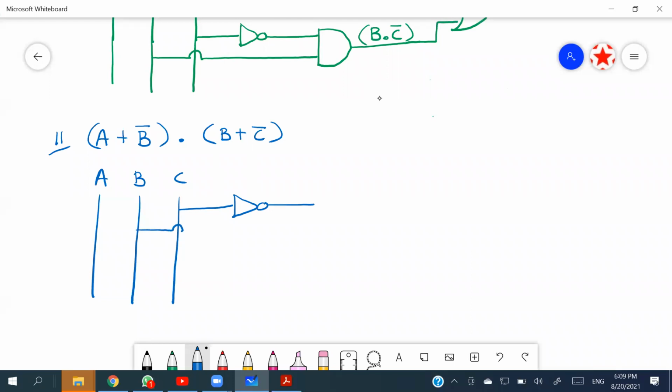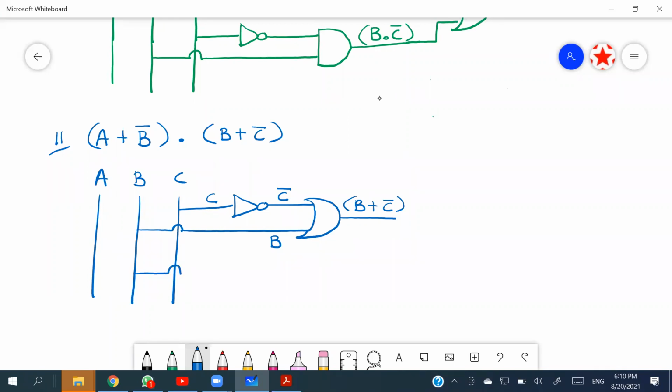Then I'm going to take the line b, right? Then I'm going to put this inside an OR gate. So when C arrives here, C bar will be produced here and B will be sent in here. So this will give you B plus C bar, right? In the same way, I can create A plus B bar as well.